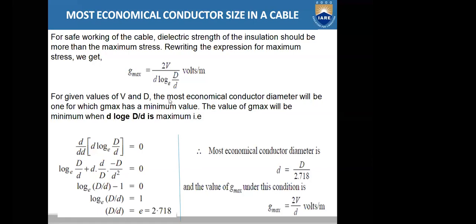Okay, so for given values of V and D, the most economical conductor diameter can be the one which has the Gmax value to be minimum. So Gmax will be minimum when the denominator term is maximum. The denominator term is small d ln capital D by d. So when this is maximum, this Gmax value will be the minimum, and that will be the most economical conductor size. So you have to find the maximum value of this.